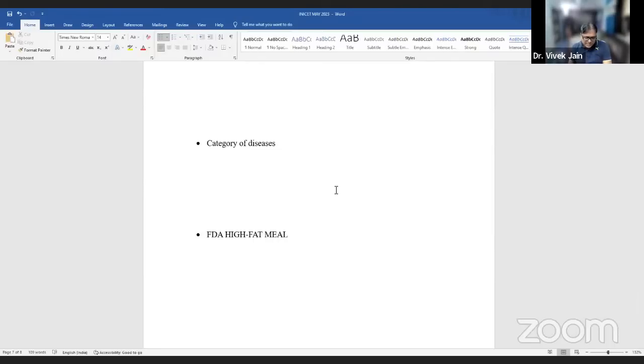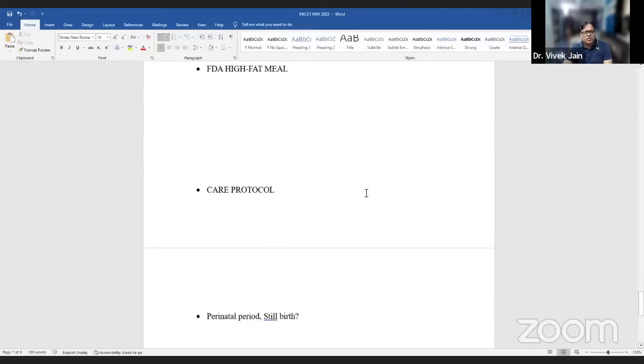Yes, Dr. Phoenix Kalas told us. Yes, you are right. Fat should be more than 50%. Fat calories should be 500 to 600. Carbohydrates 250. Proteins 150. And total calories should be 800 to 1000 kilocalories.